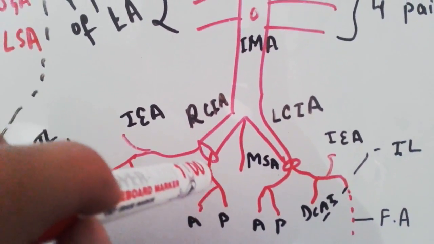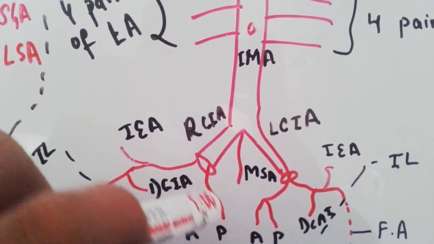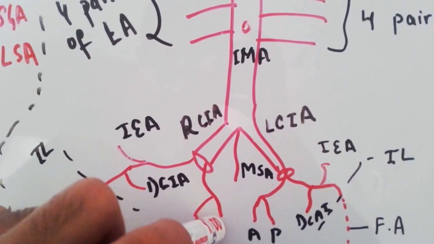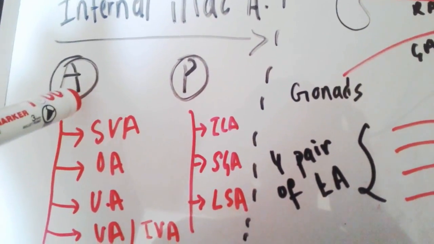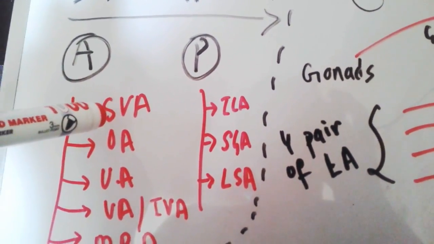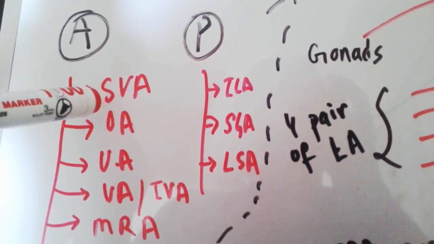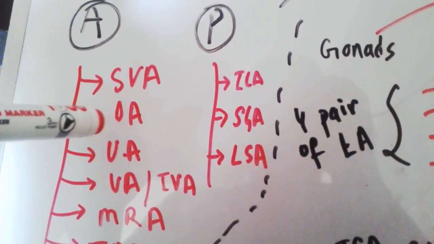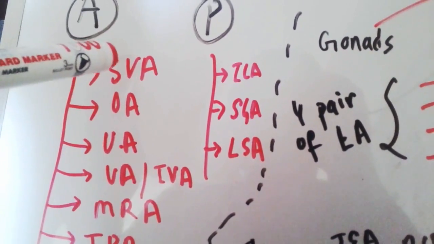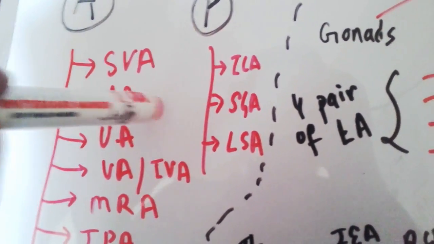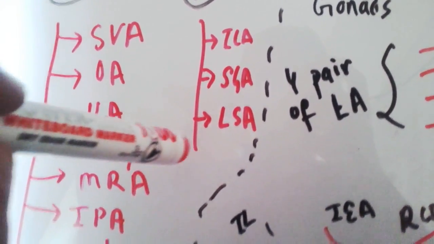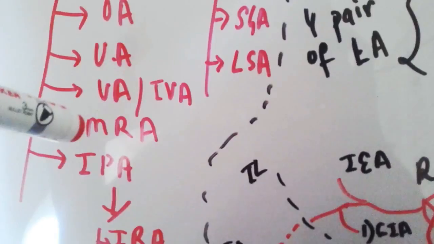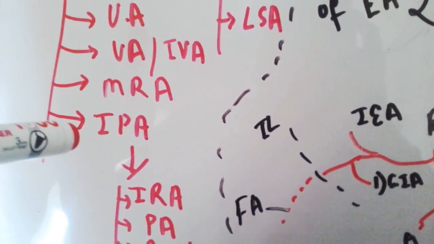The internal iliac artery has anterior branches and posterior branches. The anterior branches of the internal iliac artery are the superior vesical artery, which continues as the obliterated umbilical artery, the obturator artery, uterine artery and vaginal artery in female, inferior vesical artery in male, the middle rectal artery and the internal pudendal artery.